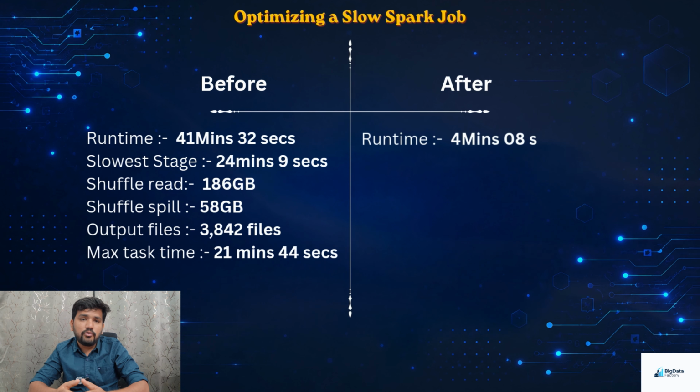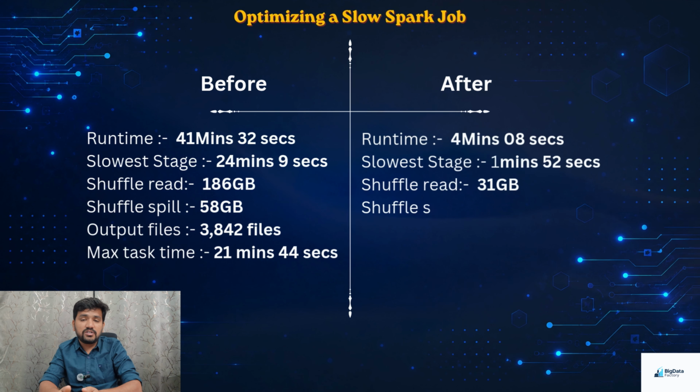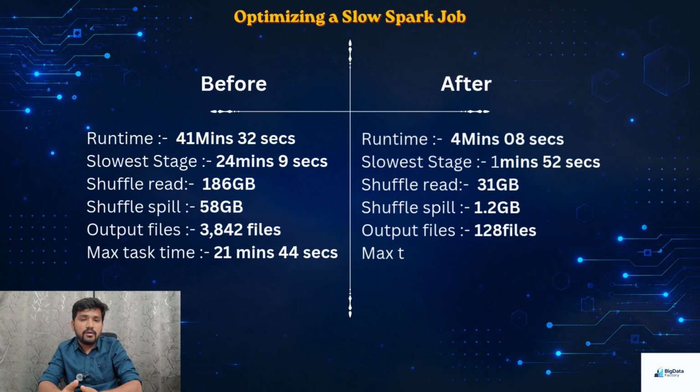After, runtime becomes 4 minutes and 18 seconds. Slowest stage: 1 minute and 52 seconds. Shuffle read: 31 GB. Shuffle spill: 1.2 GB. Output files: 128 files. Max task time: 49 seconds. This is around a 9 times improvement.